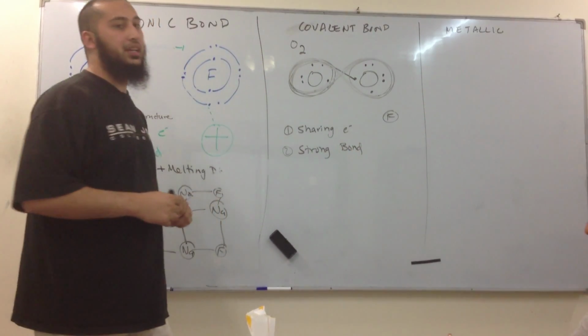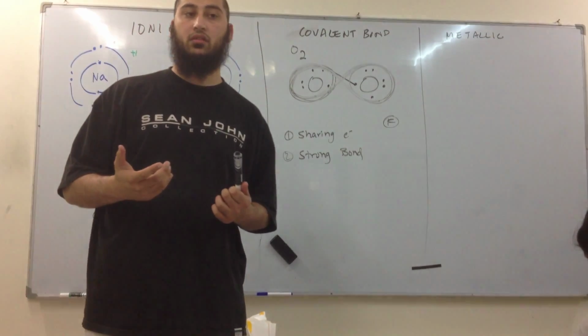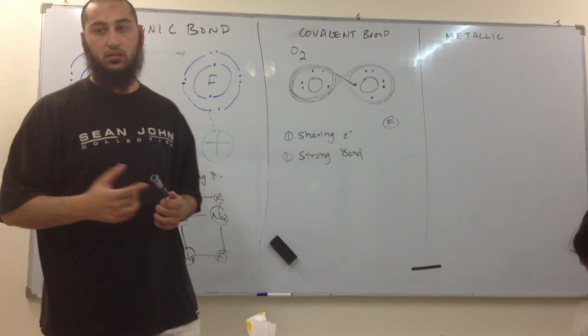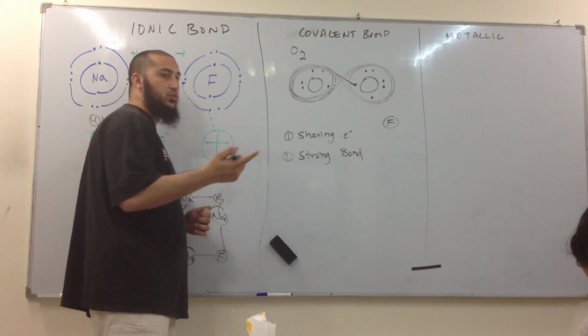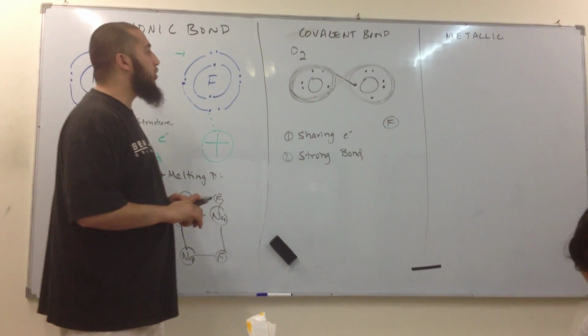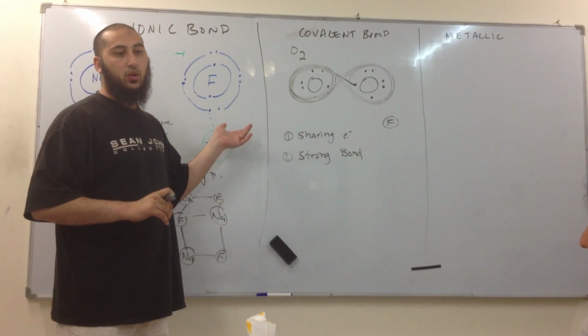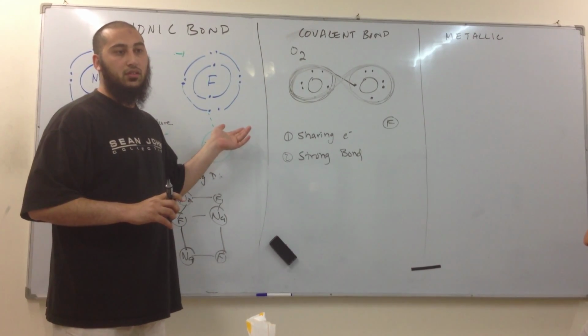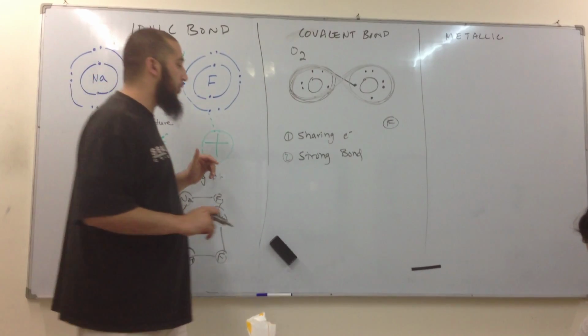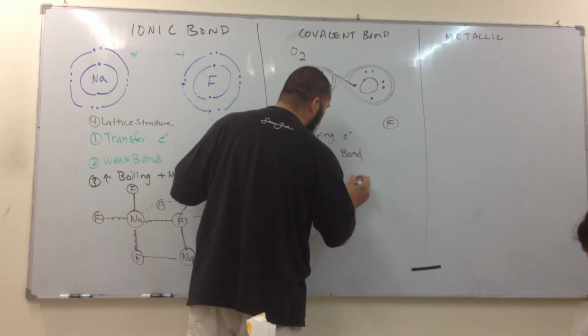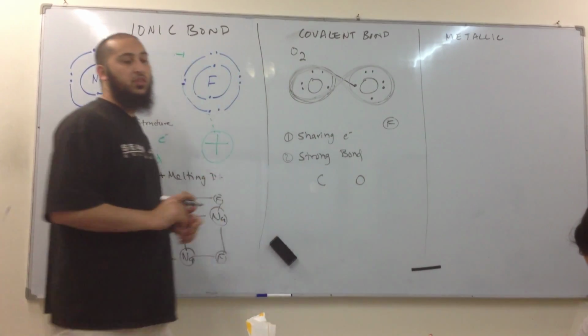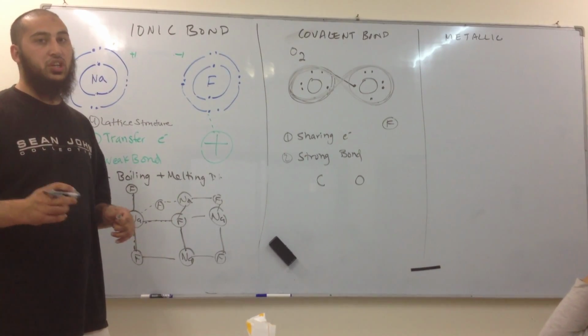Now, here's the thing. This is where polarity also comes into play. Do you know polarity? No. Okay, because this is going to go into intermolecular forces later. Do you think they always share equally? No. Who will win? For example, let's say I have carbon and oxygen, carbon monoxide. Is this shared equally? Will they share the electrons equally?